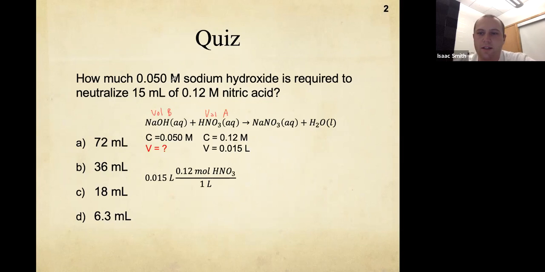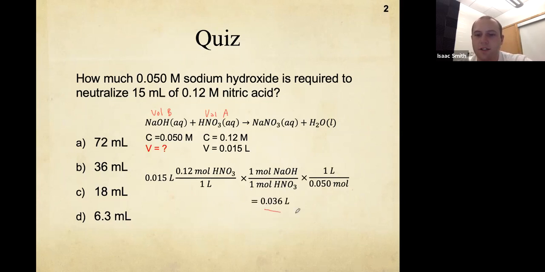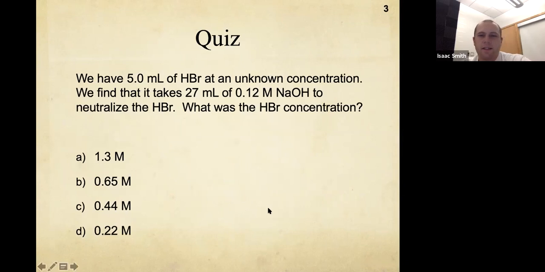And if you're looking at the stoichiometry map, so take the volume and then use molarity to get to moles of nitric acid. Molar ratio takes us to moles of sodium hydroxide. Then we can use the molarity to go from moles of sodium hydroxide to liters of solution. And that should be our answer. All right. Here is another quiz question you could try.